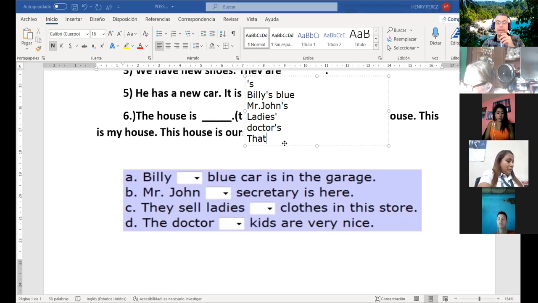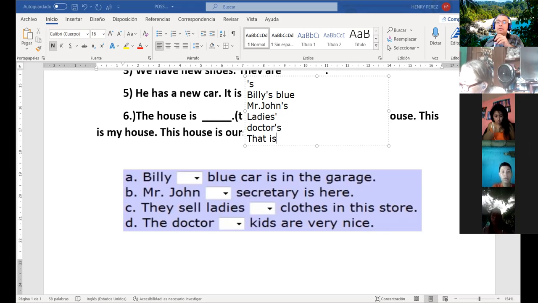That. Miren la pantalla, that. Así van a empezar, all right? That, ese es. That is, y ustedes van a complementar lo demás. That is Henry's marker. Okay, repeat it, Vanessa. That is Henry's marker. Very good.